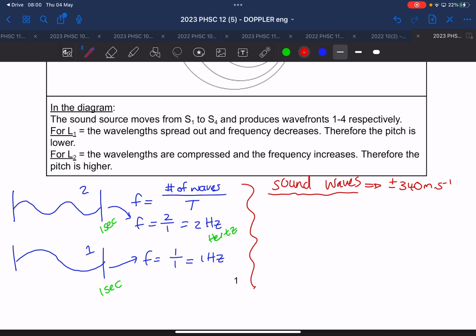If COVID did not exist, you would have done this practical in grade 10, but you didn't. But it changes depending on the weather. If it's colder, then it moves slower. If it's warmer, it moves faster. Yes?